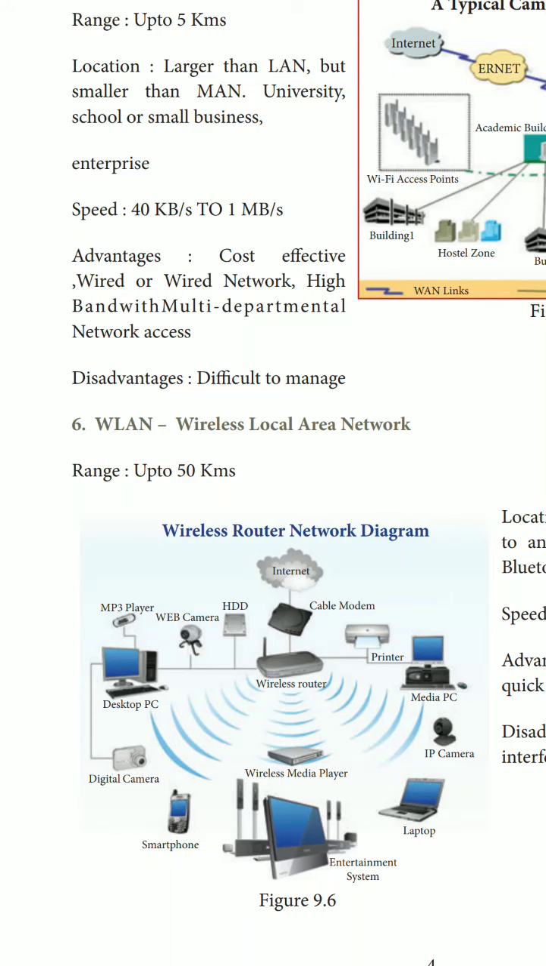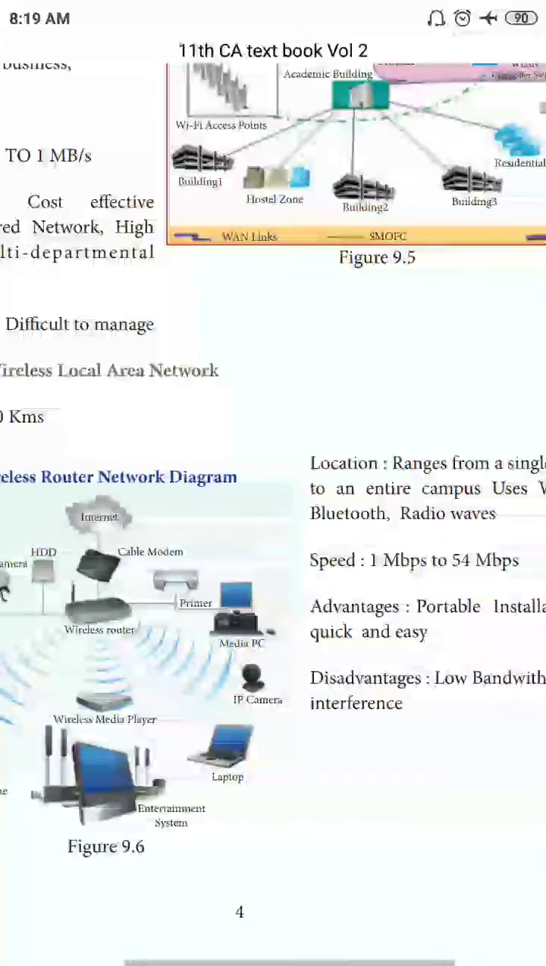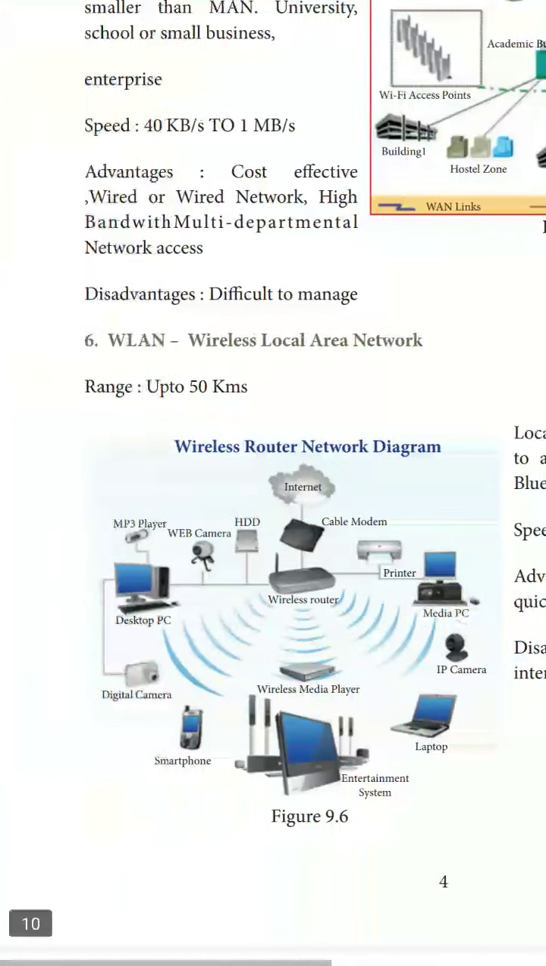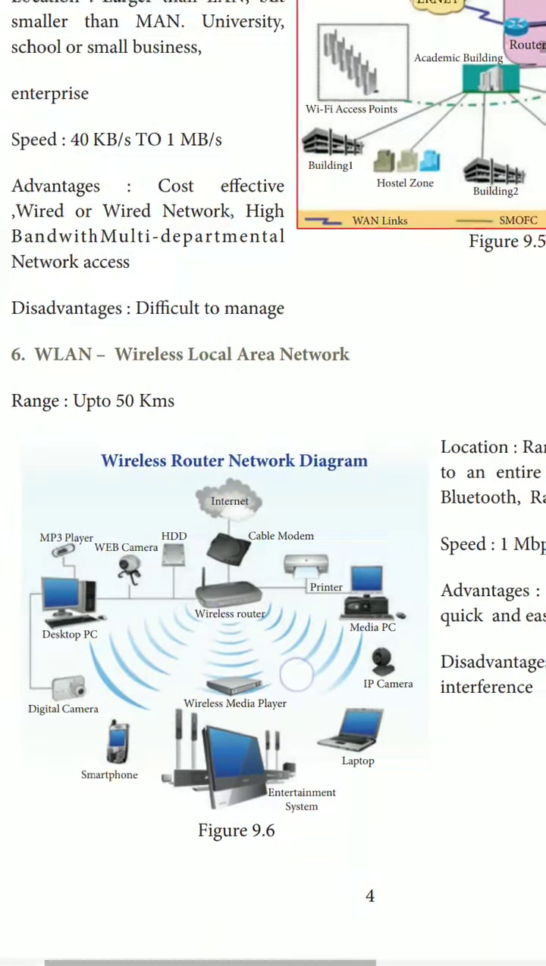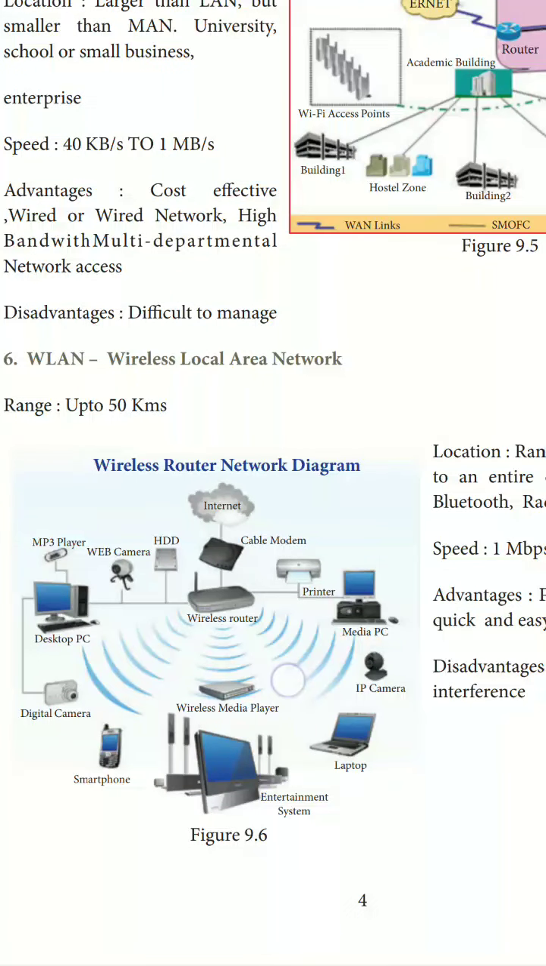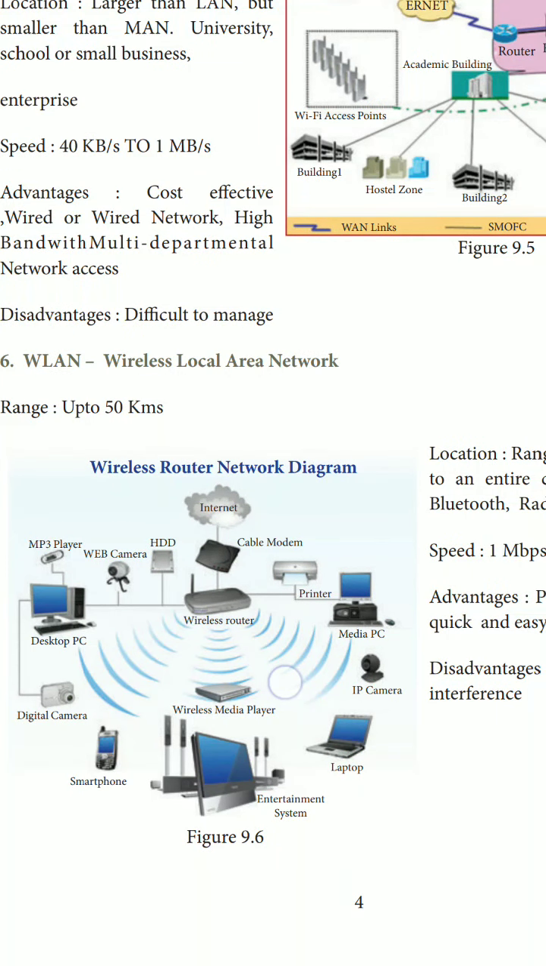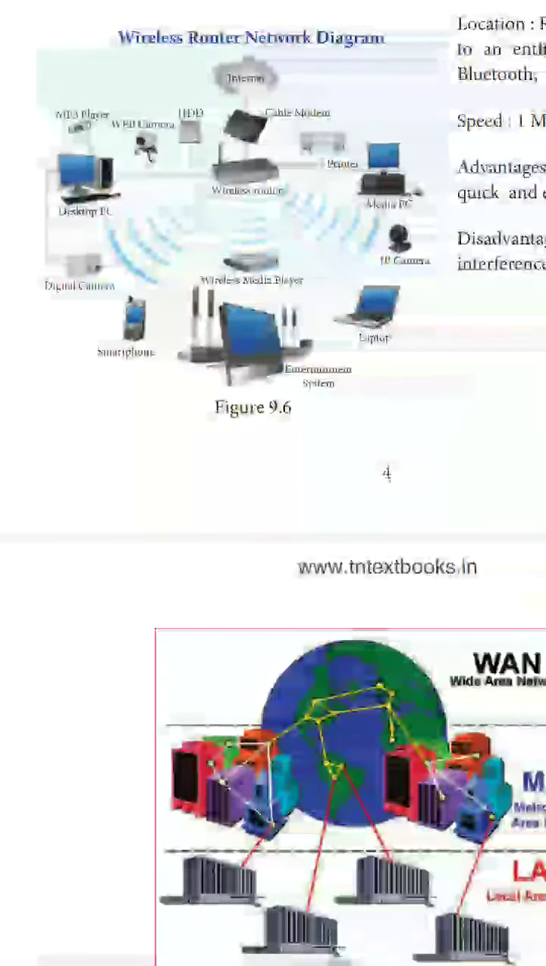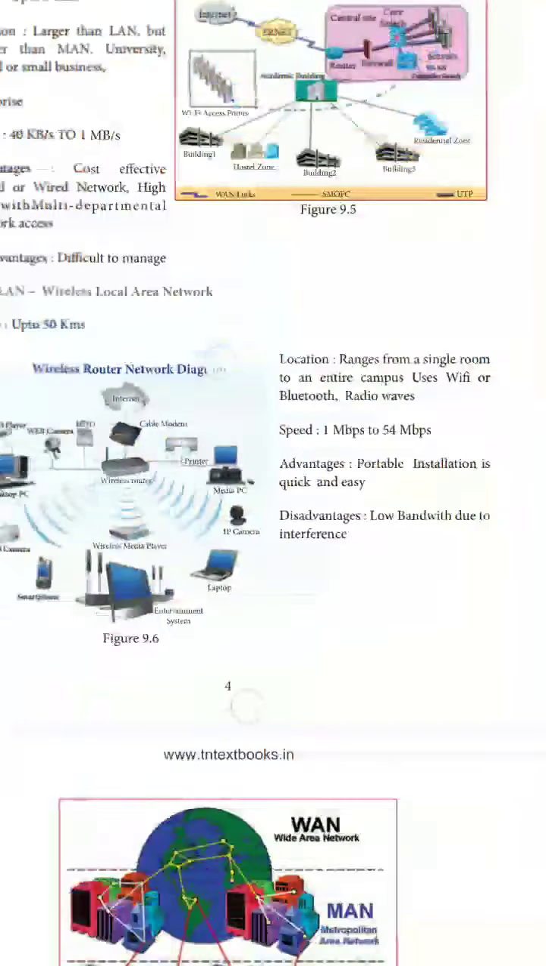The range is up to 50 kilometers if you are using a wireless local area network. The location range is from a single room to the entire campus, using Wi-Fi and Bluetooth radio waves. Speed is 1 Mbps up to 54 Mbps.